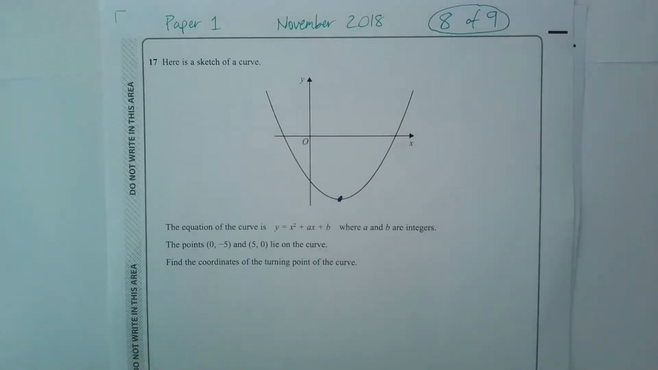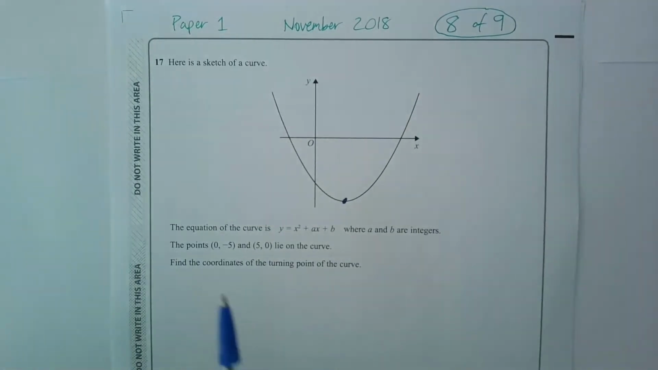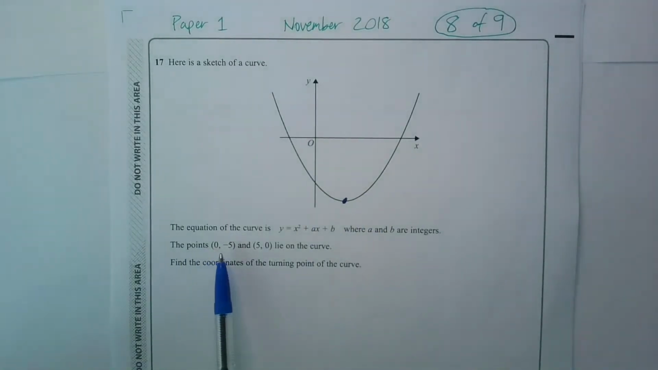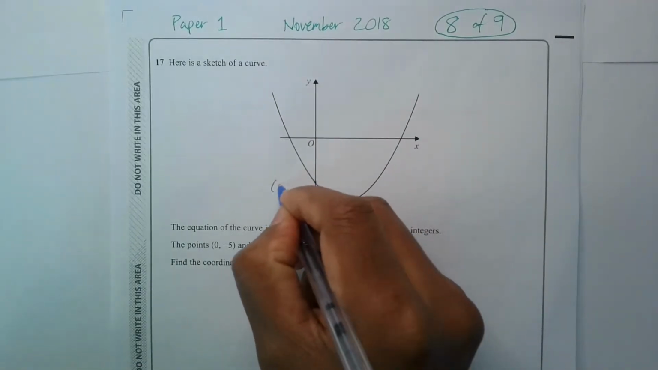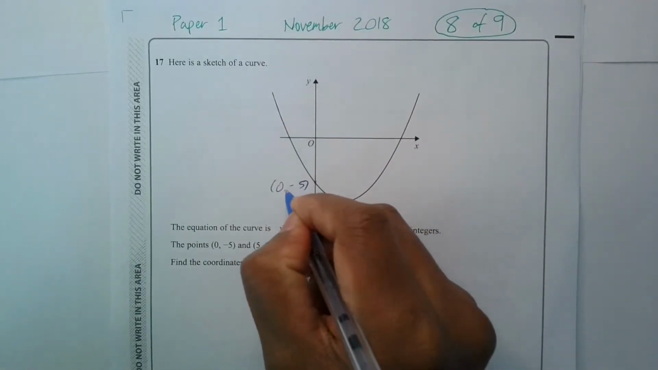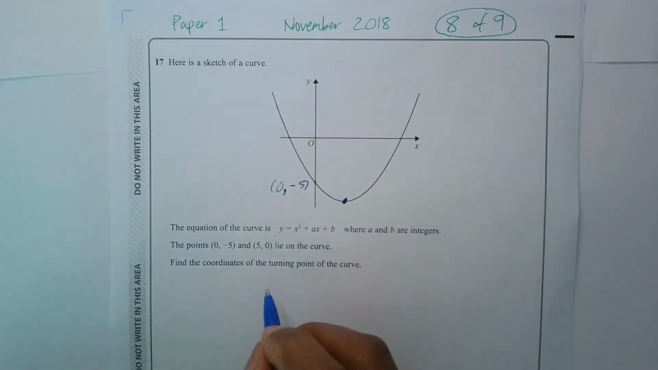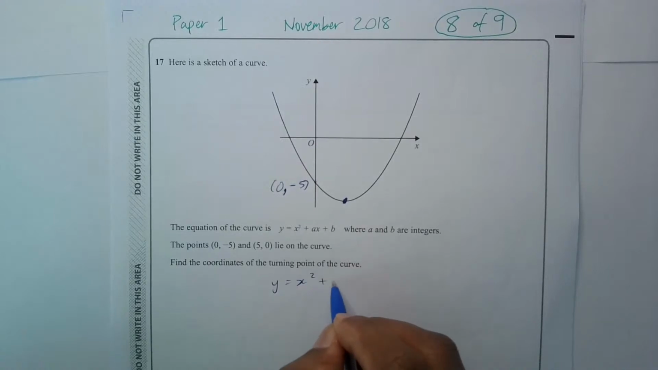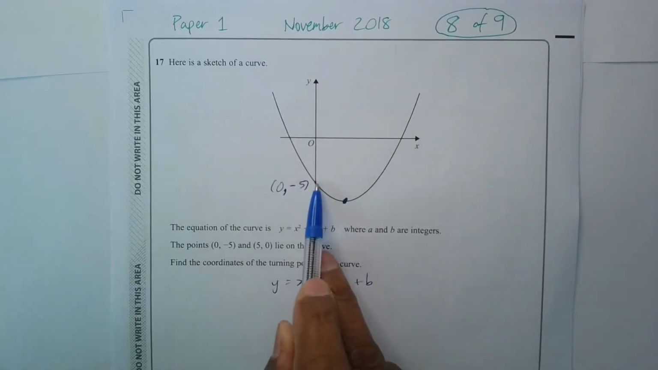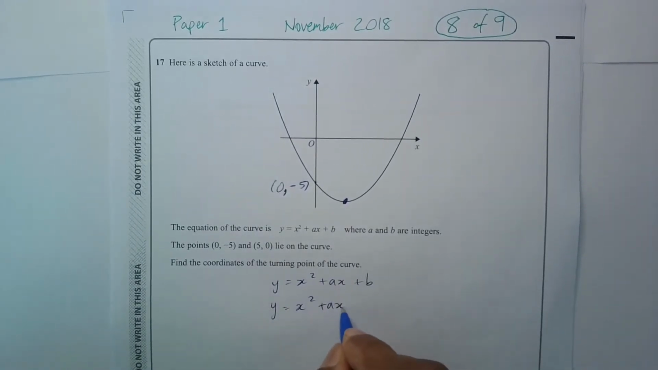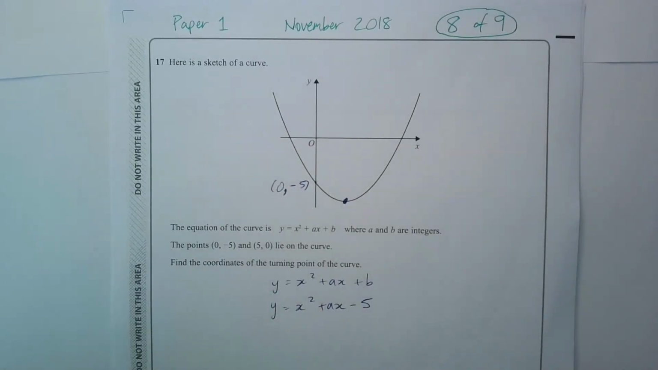All right, so let me reread this and see what I can get. So we've got an equation of a curve, so that's fine. The points (0, -5) and so on. So (0, -5) is here. Okay. So what that means is if I have this equation, y equals x squared plus ax plus b, this is the y-intercept. So minus 5 is b. So that becomes x squared plus ax minus 5.